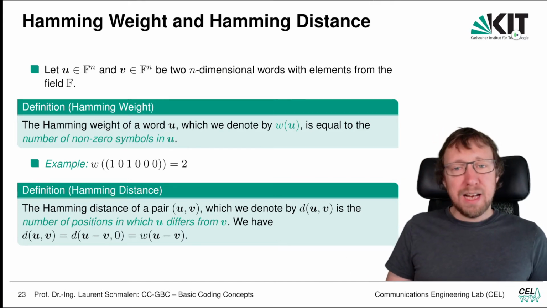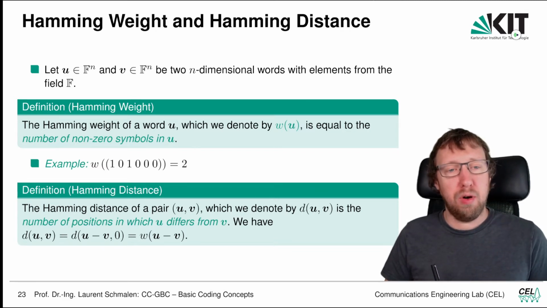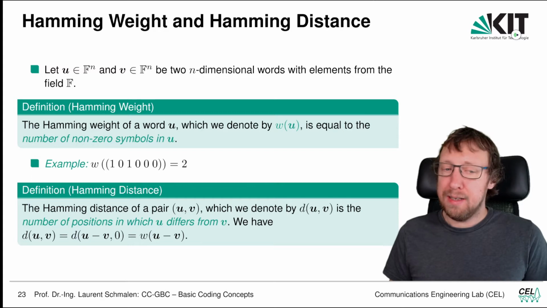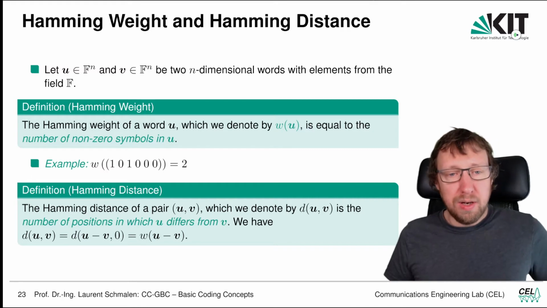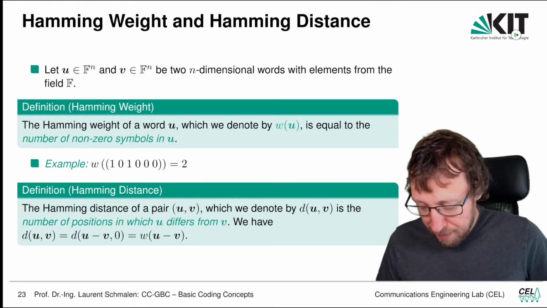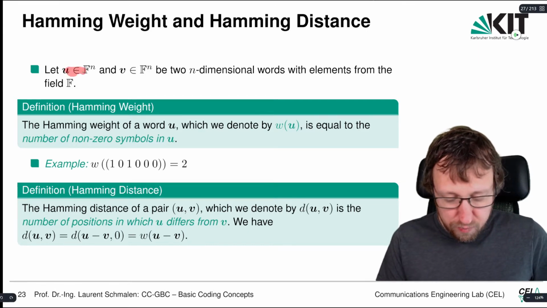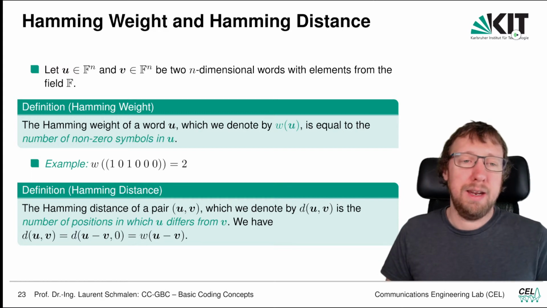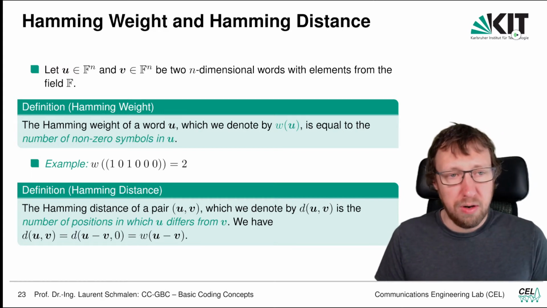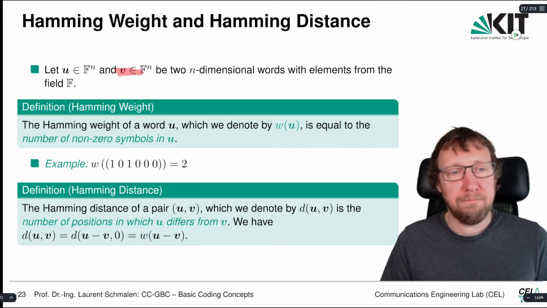In classical coding, the Hamming weight and the Hamming distance are two very important measures. Still, these measures persist in modern coding, as we're going to see at the end of this chapter. So what is the Hamming distance and the Hamming weight? We have two code words U and V, or they don't even need to be code words. We can define this in a very general way. We have two n-dimensional vectors U and V.